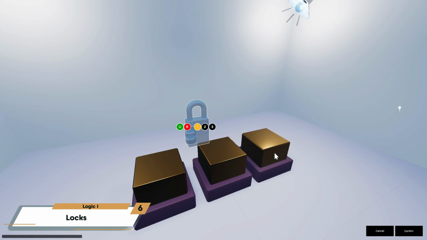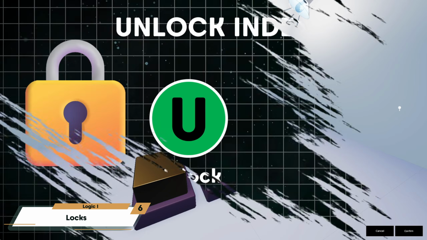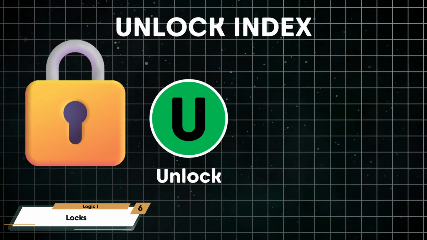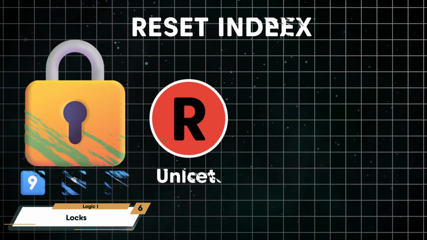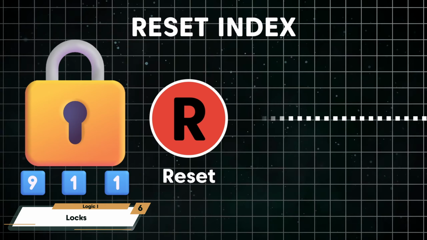Some special indexes to note when connecting to props. U unlocks the lock immediately. This is useful for playtesting in the editor or allowing players to skip a puzzle. R resets all indexes to 0.